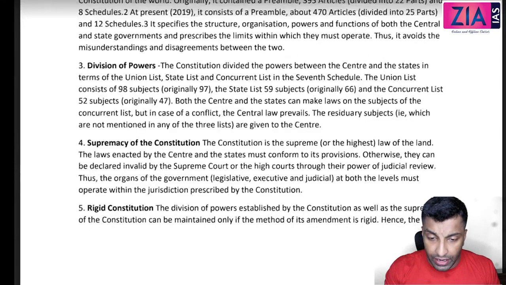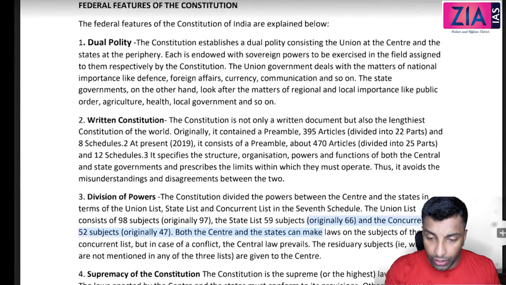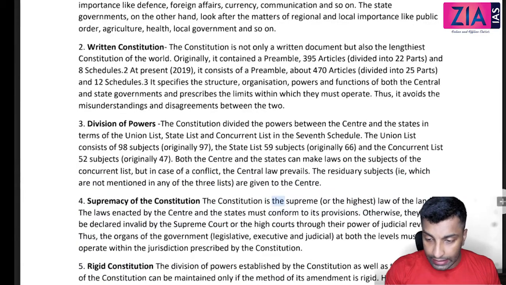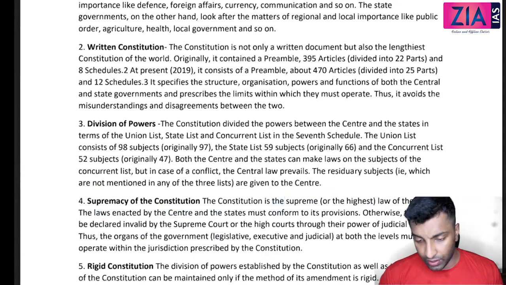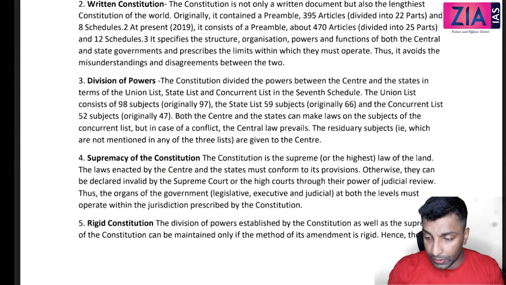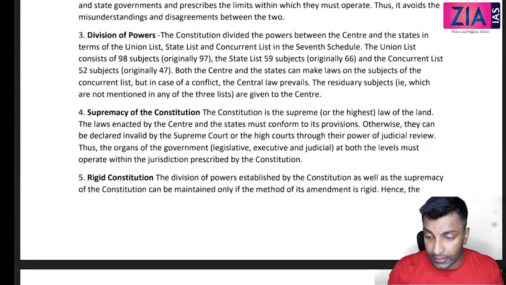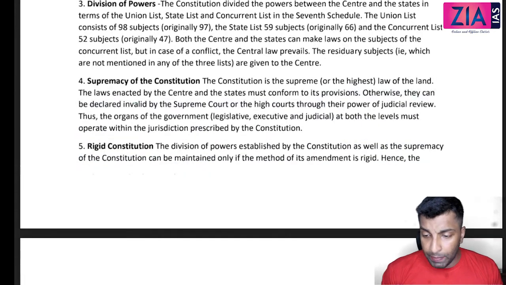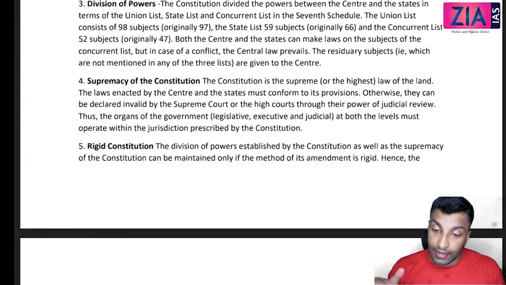So did we miss out anything from the federal features? First one, dual polity. Okay, no doubt there. Written constitution, yes. Guys, you can read all these, not that important. And then division of power. I have discussed these union list, state list, and concurrent list. So what about residuary power? When I say residuary power, it is with the center. What is residuary power? If there is something which is not coming under these lists, some new subjects, a new topic is coming, who can legislate? The residuary power is actually with the center.